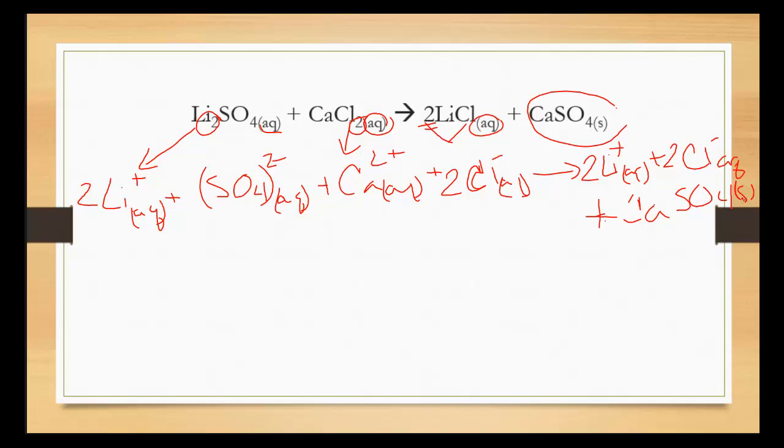Alright, now let's look for the spectator ions. The spectator ions are anything you see exactly identical on the left and on the right. So here I have 2 Li and 2 Li. Those are a spectator ion, so I'm not going to worry about that. Here, for chlorine, I have 2 Cl minus and 2 Cl minus. That's also a spectator ion.